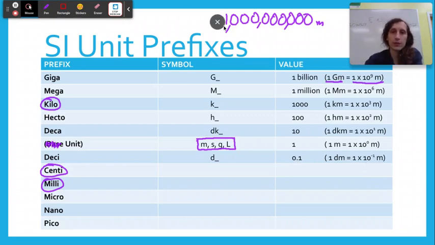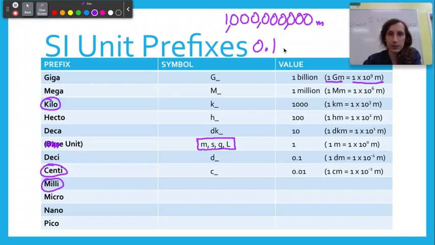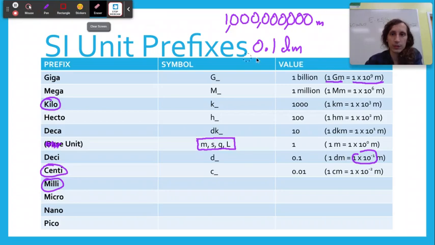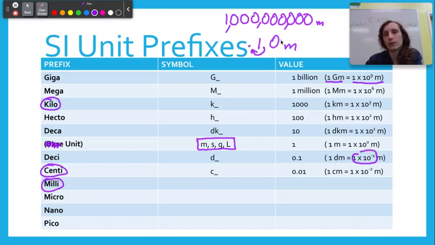In my example above, I moved the decimal to the right 9 places to get this many. But if I take 0.1 decimeters, it's the same thing as taking 1 and moving that decimal negative 1 places. So what does that mean? Well, that means I take a regular meter, 1.0 meters, and then move that decimal place 1 place to the left. So 0.1, and then this would be decimeters now.